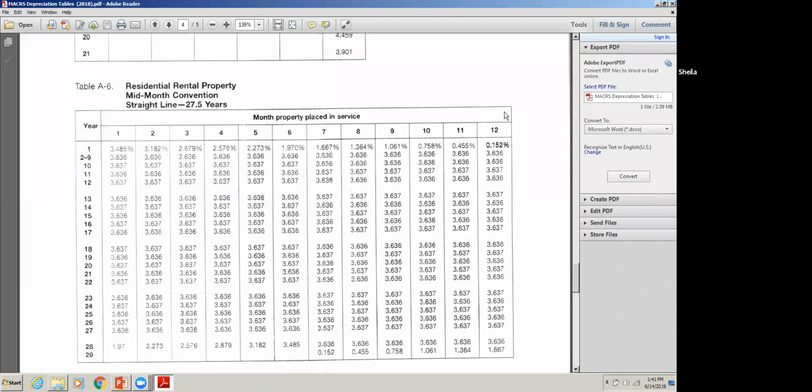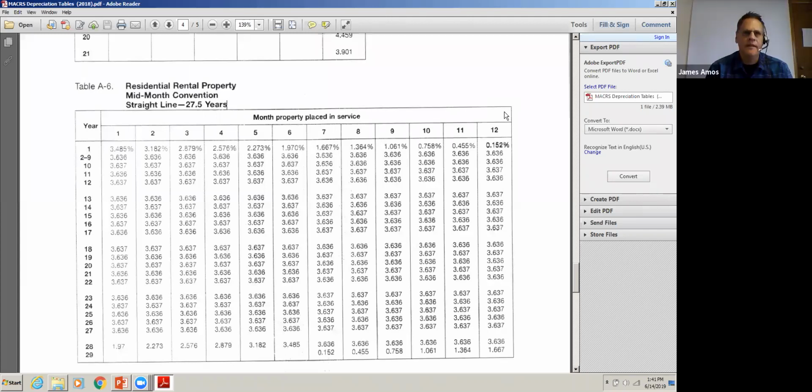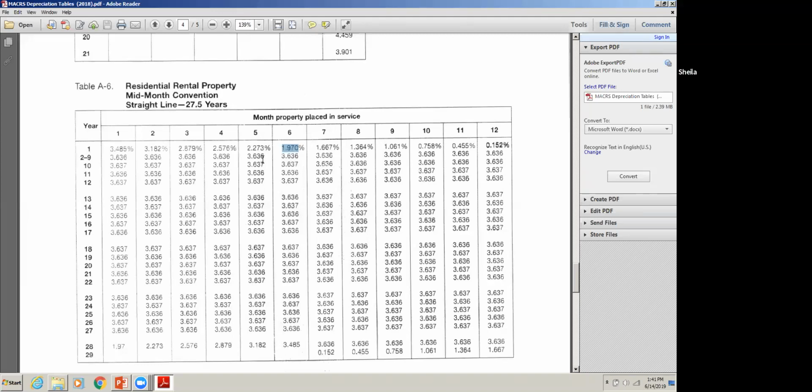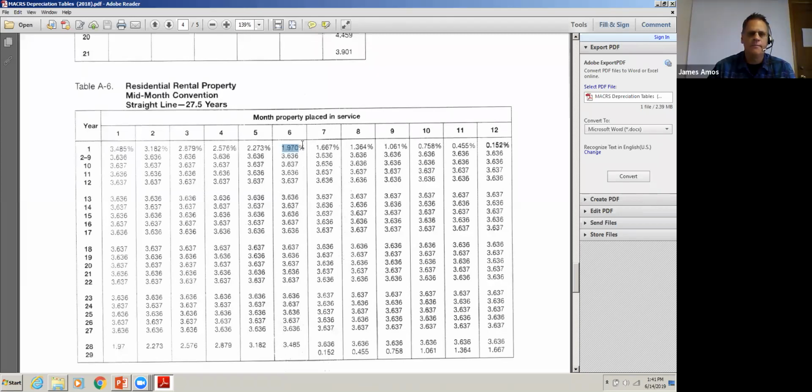$1,970. Yes, that's right, $1,970. That's exactly right. Okay, so that's how that works. In the second year, what percentage do I get to deduct? 3.636. That's right. You notice you stay in the same column the whole time, 3.636. Okay, and that's how it works.